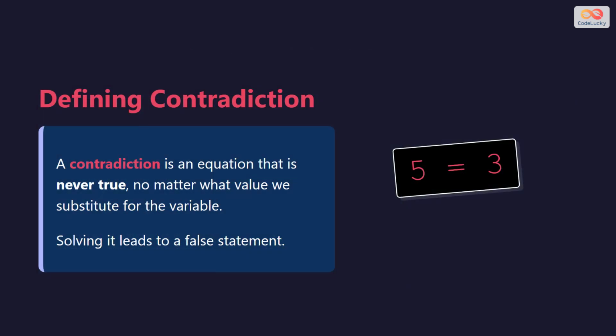So, what is a contradiction? It is an equation that is never true, no matter what number you plug in for the variable. It represents a mathematical impossibility. Let's see how this looks in practice.